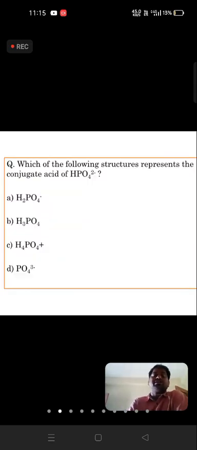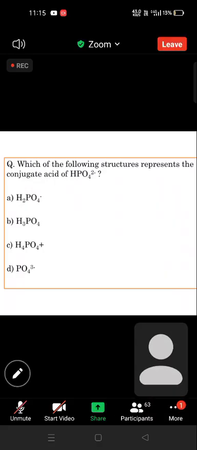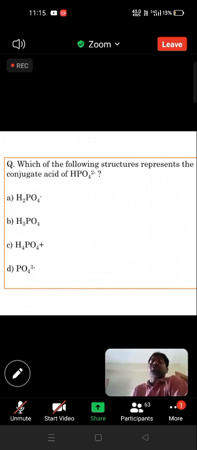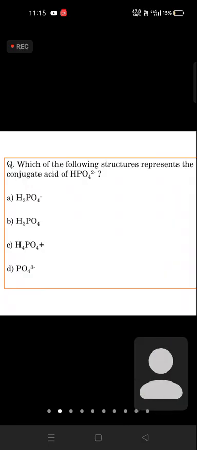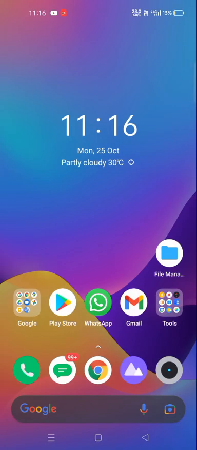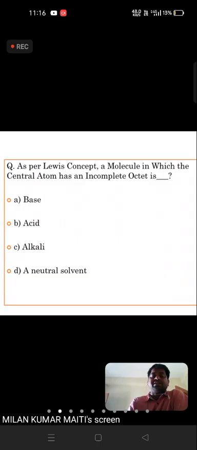So next question: what is the conjugate acid of HPO4 2 minus? Answer please. Option A, sir. Why is your option A? That means for the preparation of a conjugate acid, we need to add one H plus ion. That means H2PO4 minus is the conjugate acid of HPO4 2 minus. That was also previously discussed.